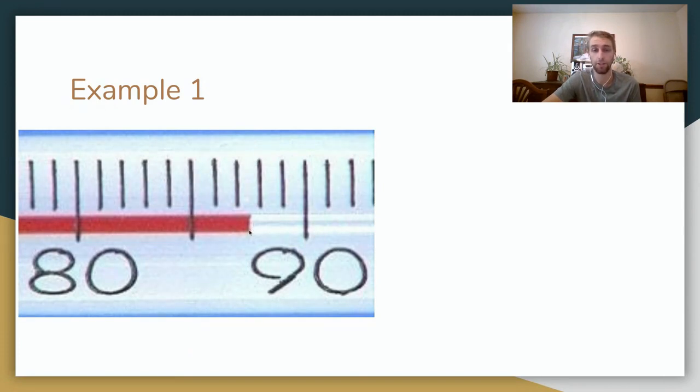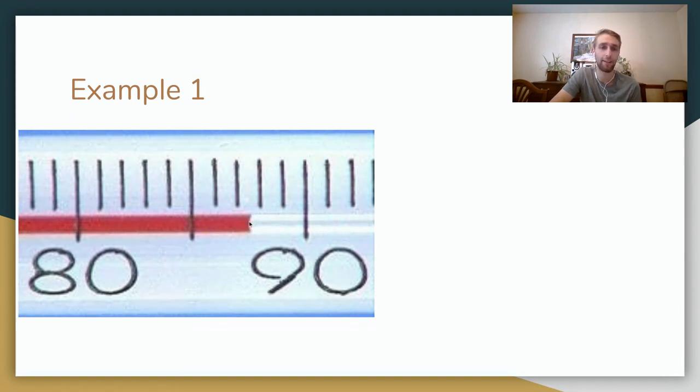So if the smallest unit on the device is 1 degree Celsius, we need to estimate one place further than that. Smaller than the units would be the tenths. So when we record a temperature with this thermometer, we have to include exactly 1 decimal place. Well, what's the answer? You got to estimate. That's the whole point. We don't know exactly where this line is between 87 and 88. So we have to estimate.